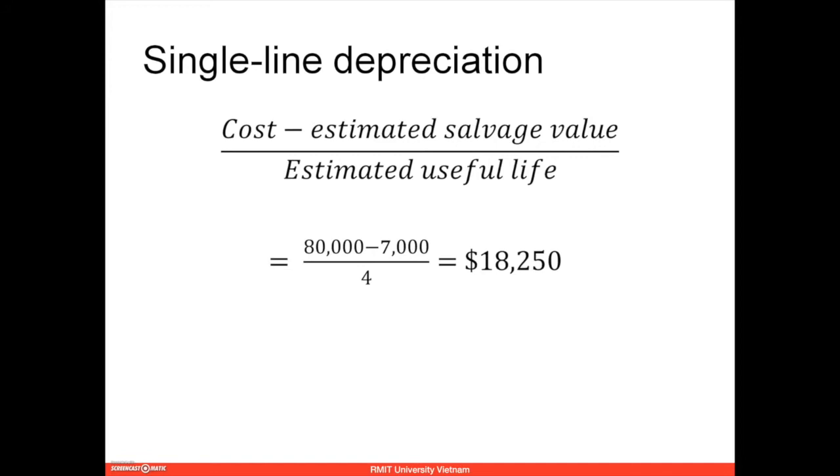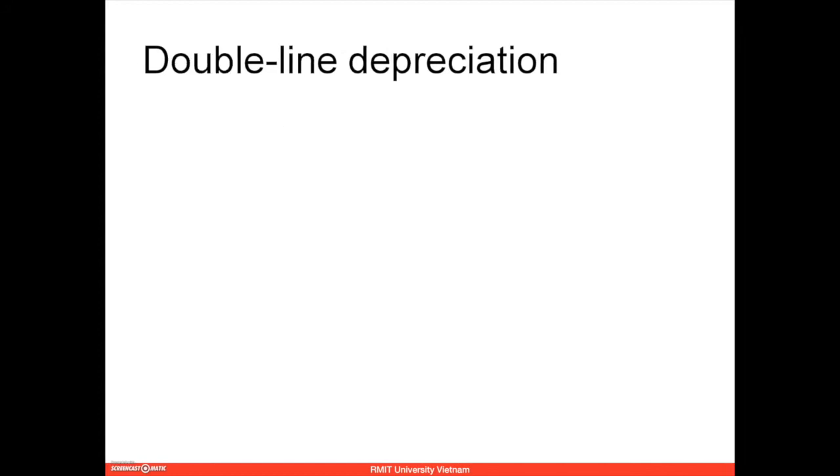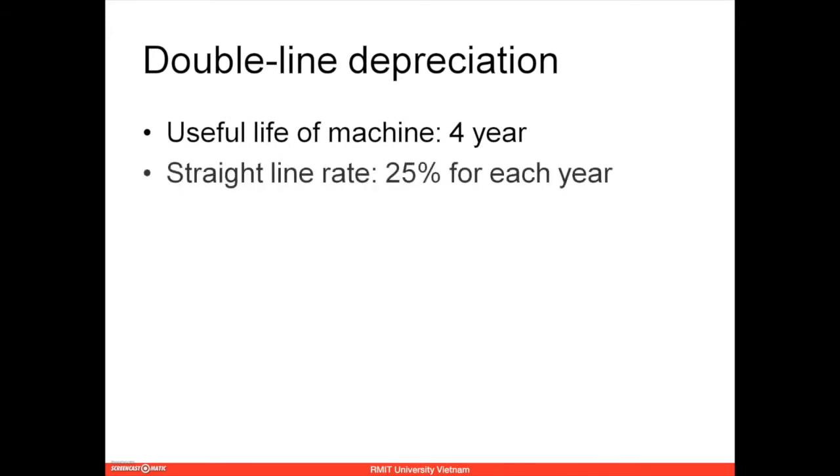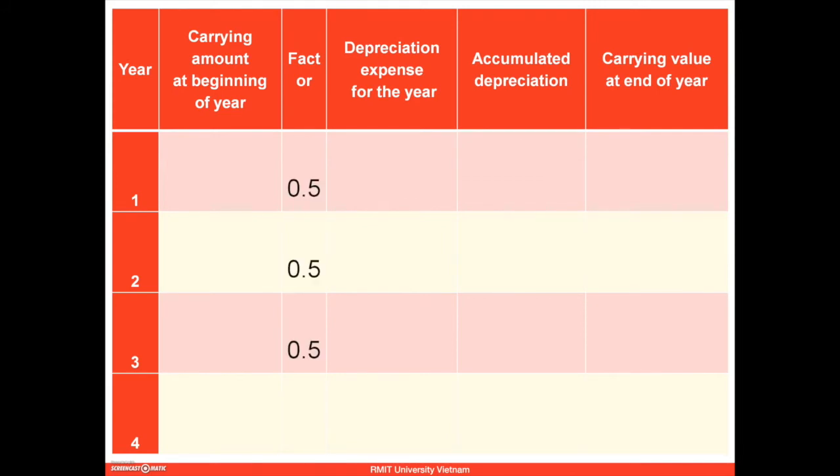So now I'm going to talk about the other method to calculate the depreciation. The second one we call the double line depreciation. Because the useful life of the machine is 4 years, the straight line rate will be 25% for each year. This leads to the double line rate of 50%. First of all, we will need to put the 0.5 rate in the factor column. And then at the beginning of year 1, the value of the machine is 80,000. So at the end of year 1, the depreciation expense will be 40,000, and it will be added into the accumulated depreciation for the first year. So at the end of year 1, the net book value of the machine will be 40,000 remaining when you subtract the depreciation expense.